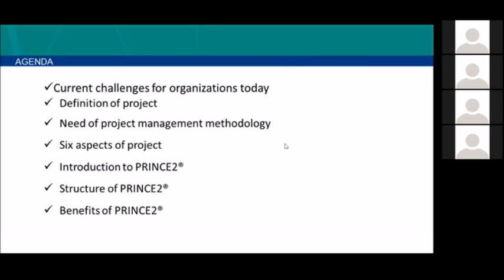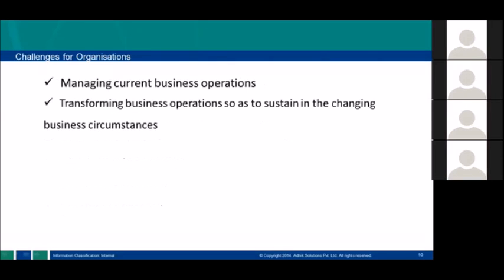Yeah, I'm telling you the challenges, right? So there are some examples about challenges. Managing current business, this is one challenge. Transforming business operations in changing business circumstances, this is the second type of challenge. This is the example of challenges of our organization.